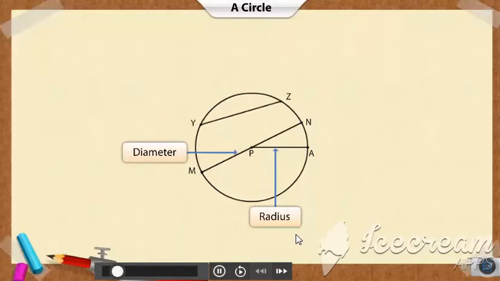Now, look at the line segment YZ. It touches the circle at two distinct points. This is called a chord of the circle. The diameter of a circle is nothing but a chord that passes through the center of the circle.